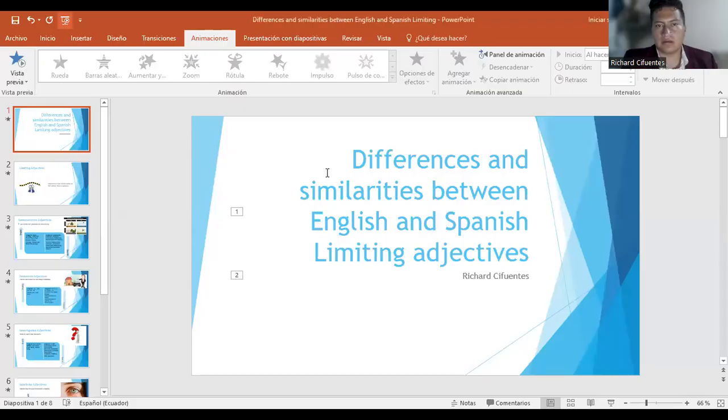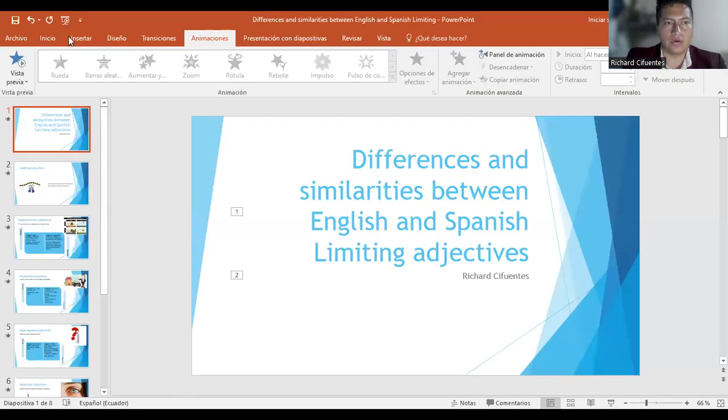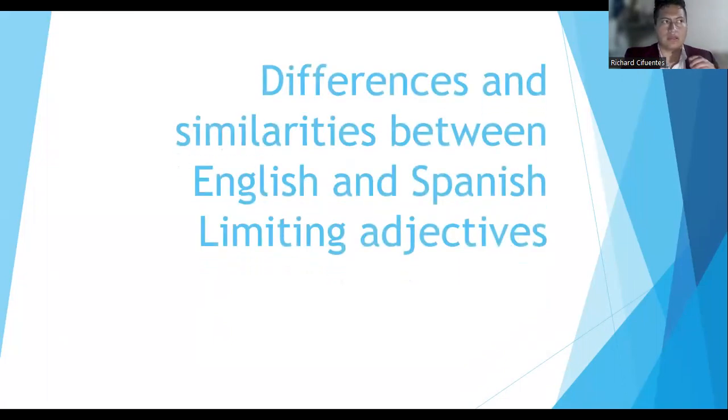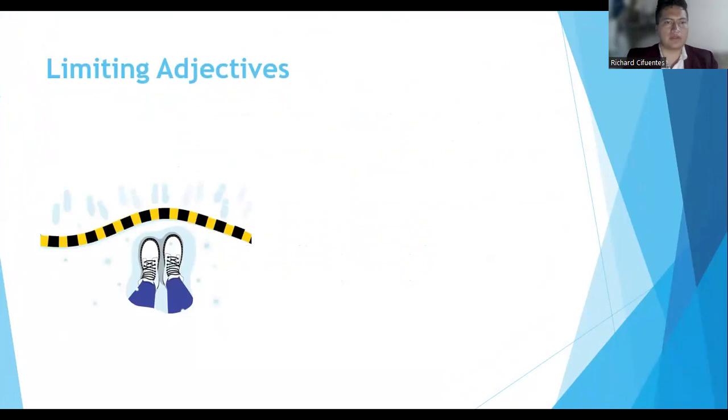so for me, this is quite interesting because I'm actually working as an English teacher. I realized the real importance of understanding the deeper use of the adjectives in English and Spanish. I mean that this is a very important subject for the preparation for teaching, okay.